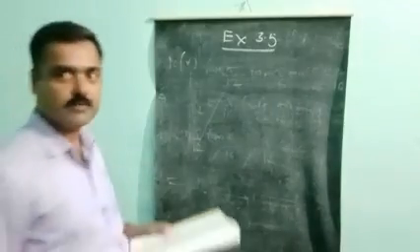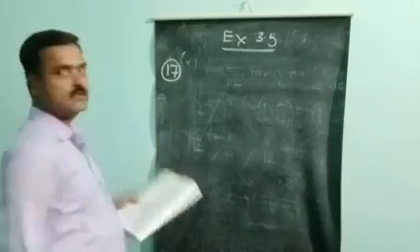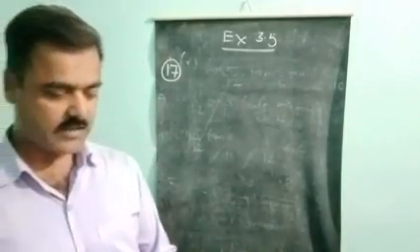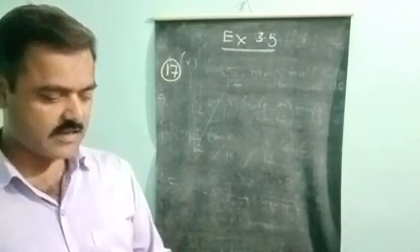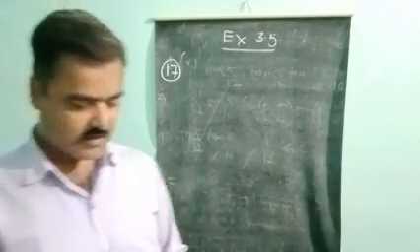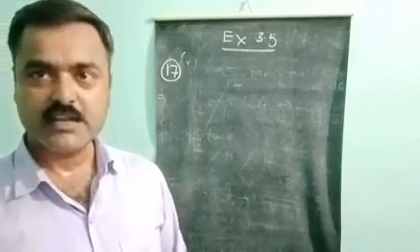Now come to question number 17. Okay, what is question number 17? So see question number 17. If A, B, C are the angles of a triangle, prove that sin (A plus B) equals sin C. Look, the question is saying that A, B, C are angles of a triangle.